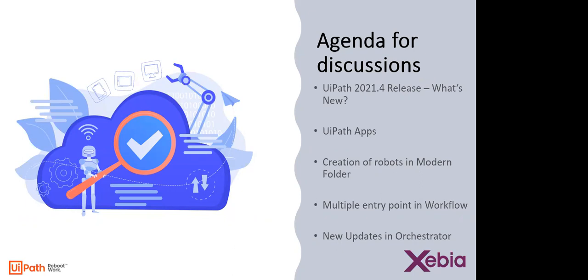The last topic we would cover is the new updates in Orchestrator. We would be talking about the Apollo designing, what has changed inside, what the earlier version was, how it was covered, and what is new inside this latest version. Moving on to the next slide.